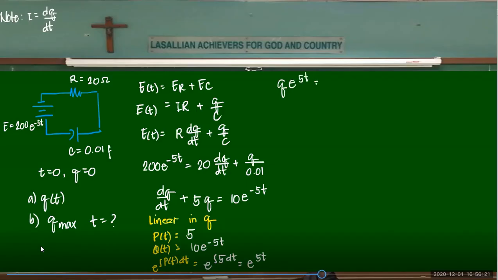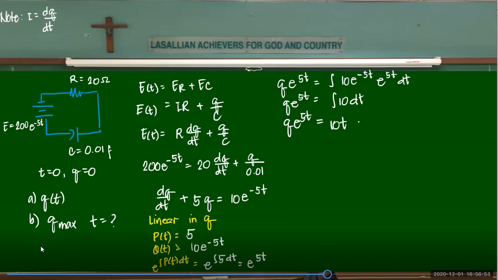q e to the 5t is equal to the integral of 10 e to the negative 5t e to the 5t dt. So q e to the 5t is the integral of 10 dt, because e to the negative 5t and e to the 5t cancel out each other, right? So this gives us q e to the 5t is equal to 10t plus c. So this one is your general solution.